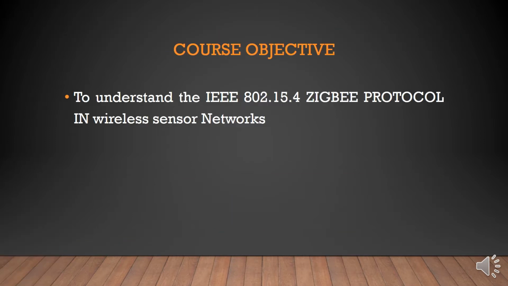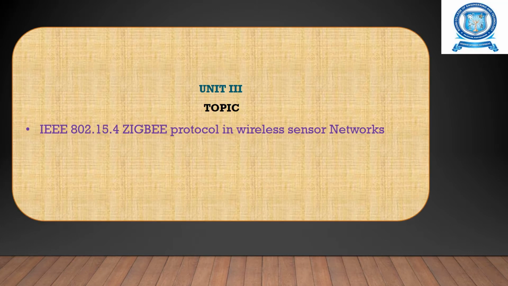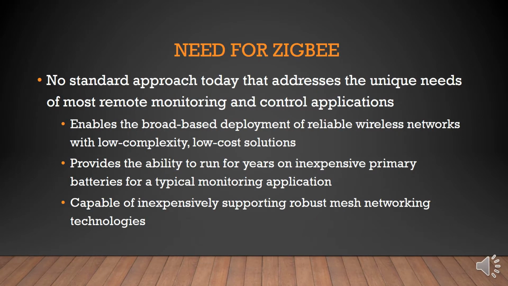So the core objective is to understand the IEEE 802.15.4 ZigBee protocol in wireless. There is no standard approach today that addresses the unique needs of most remote monitoring and control applications. It enables the broad-based deployment of reliable wireless networks with low-complexity, low-cost solutions. It provides the ability to run for years on inexpensive primary batteries for a typical monitoring application, capable of inexpensively supporting a robust mesh network.